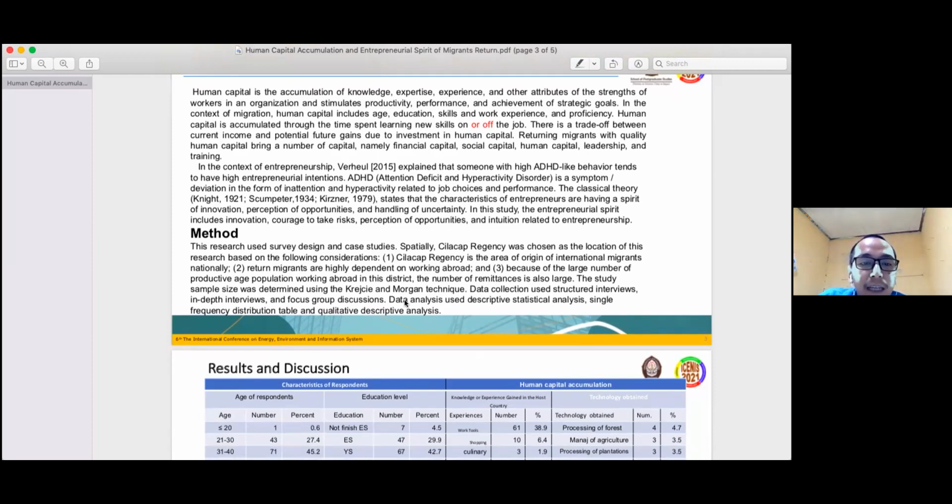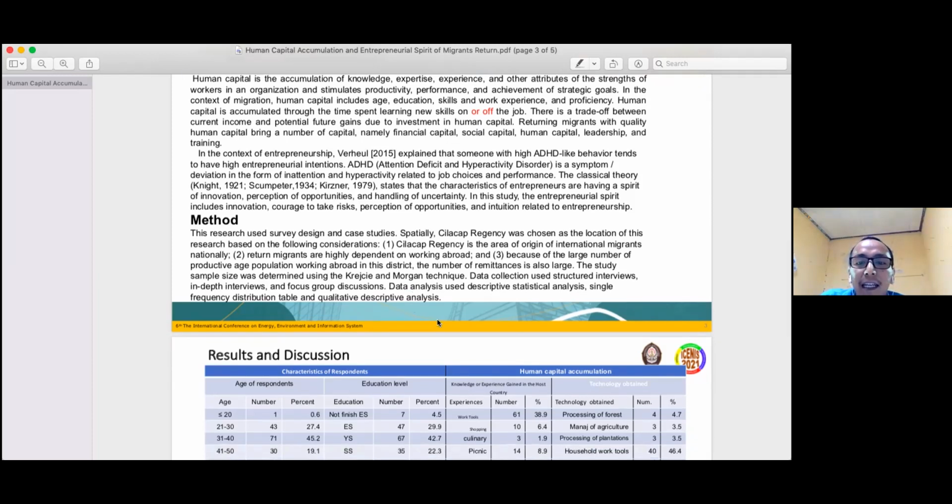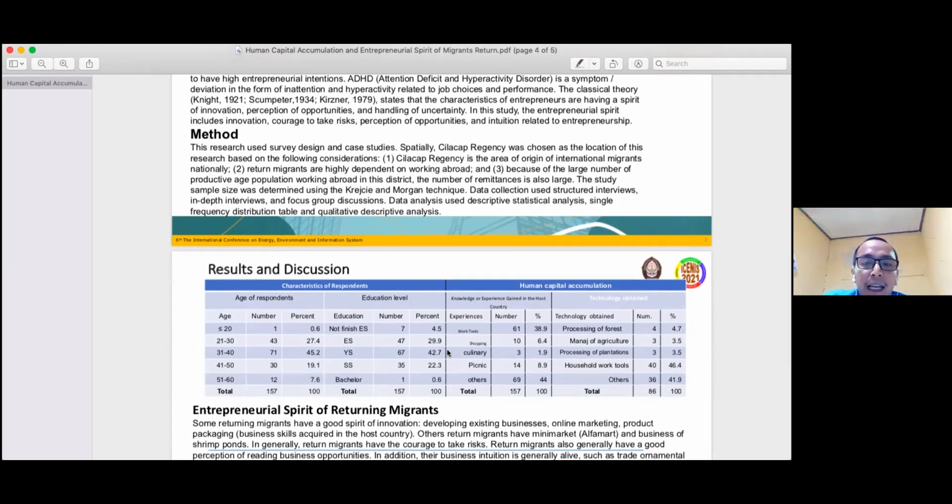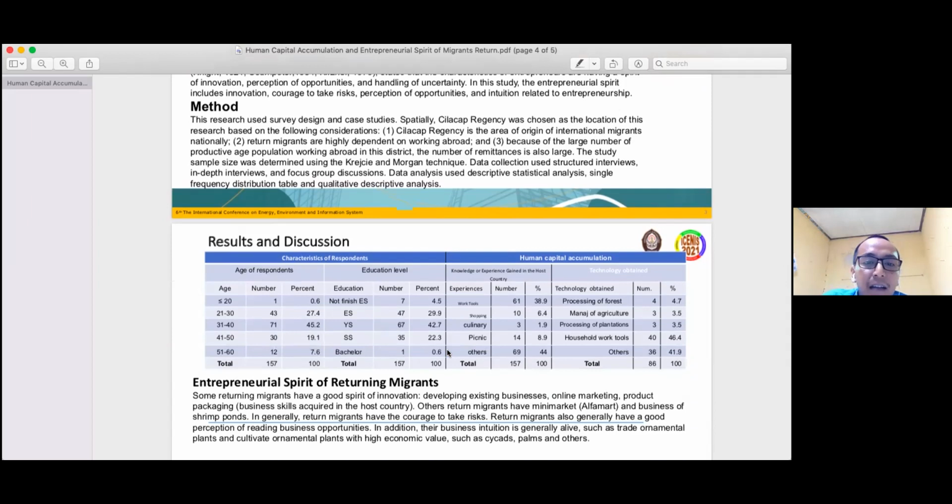The study sample size was determined using the Krejcie and Morgan technique. Data collection used structured interviews, in-depth interviews, and focus group discussions. Data analysis used descriptive statistical analysis, single frequency distribution tables, and qualitative descriptive analysis. And now the result and discussion.